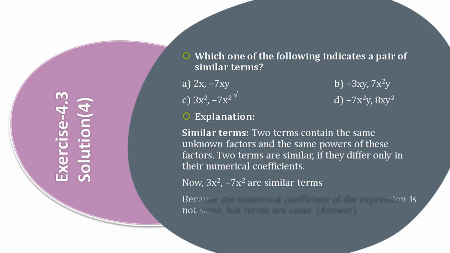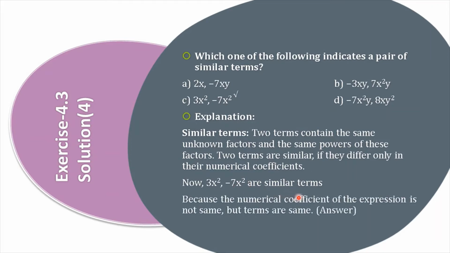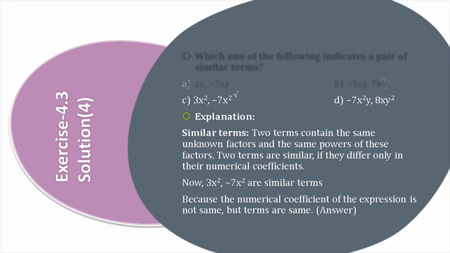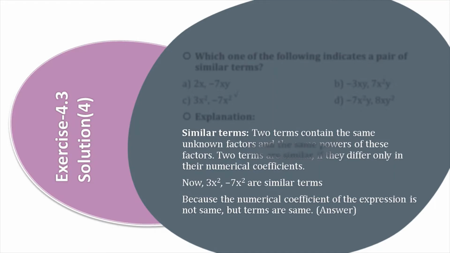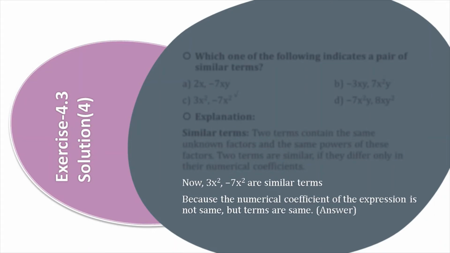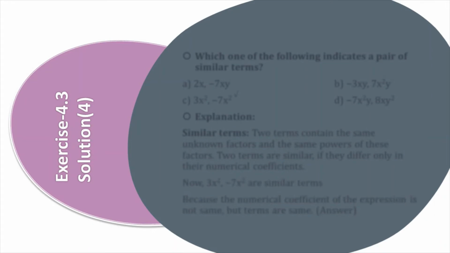Okay, in here it is written because the numerical coefficient of the expression is not same but terms are same. That is the answer, my dear. So this is question number 4. As you know, in similar terms, two terms contain the same unknown factors and the same powers of these factors. Two terms are similar if they differ only in their numerical coefficients. So 3x square, comma, minus 7x square: in here x square and x square are the same, that's why they are similar terms.